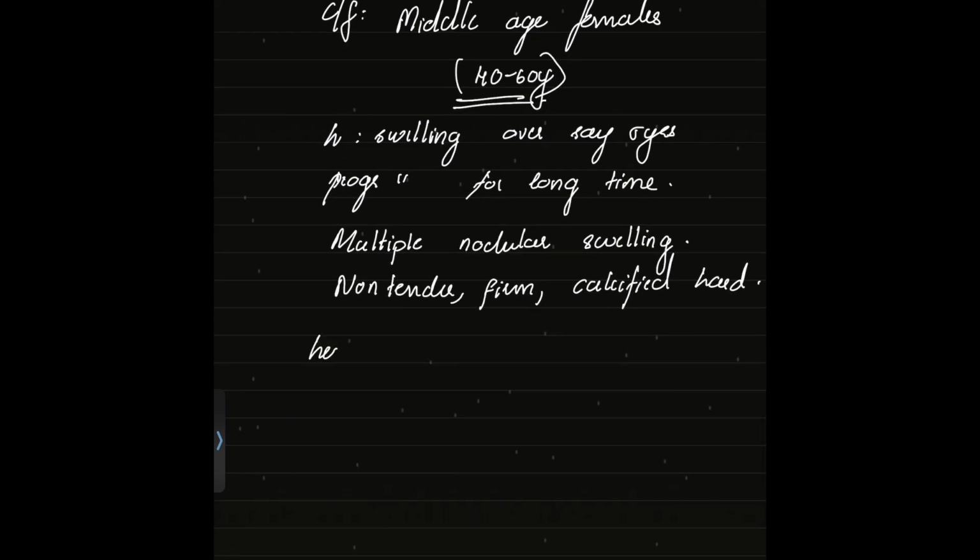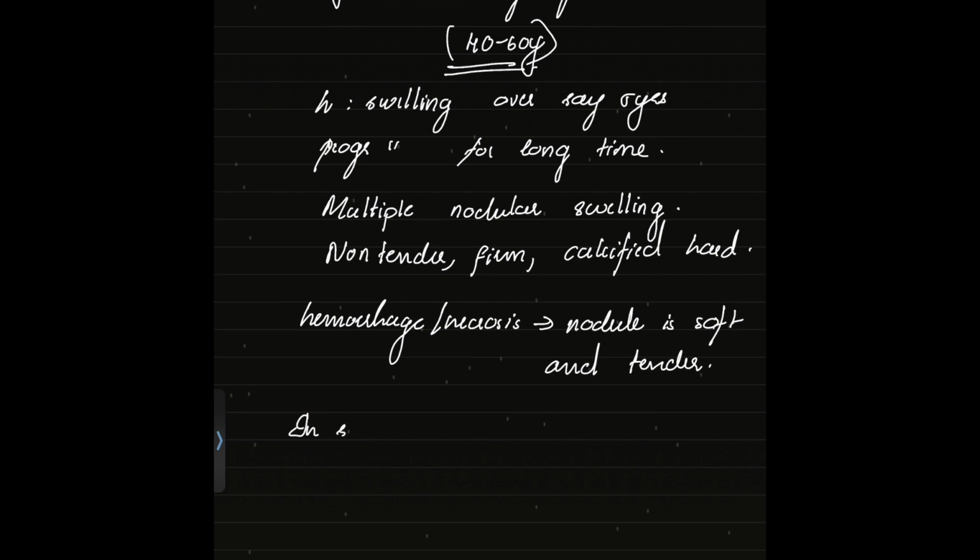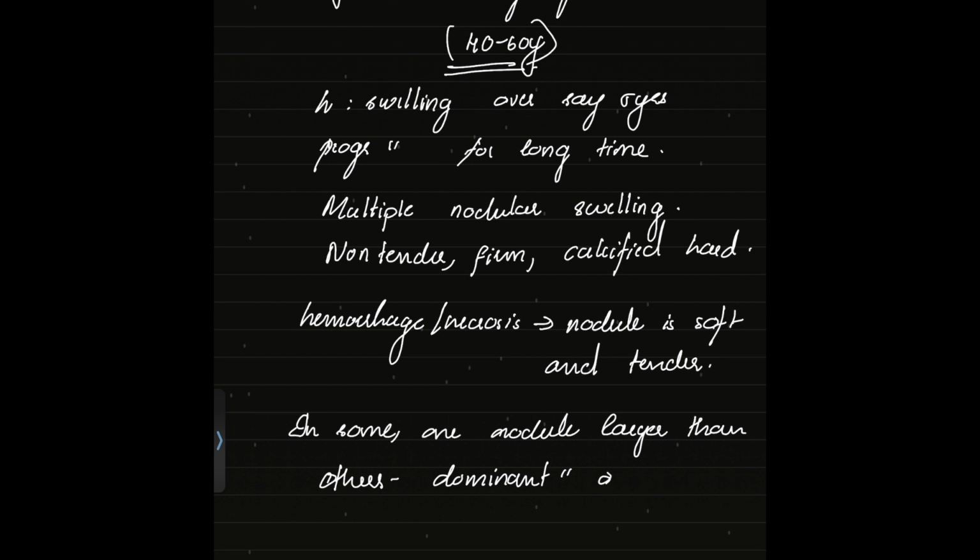If there is hemorrhage or necrosis, then the swelling can be soft. It can be tender, there can be pain. In some patients, there is one nodule which is larger than the other nodules. This nodule is palpable, the rest of the thyroid is also palpable, but this nodule is larger. This is the dominant nodule of the multinodular goiter.